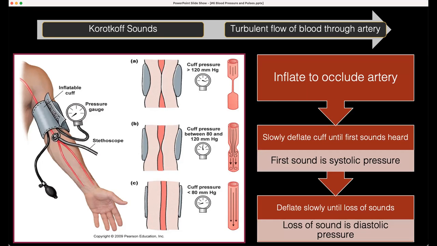So you inflate to occlude the artery, you slowly deflate until you hear the first sounds, and you stay going slowly so you don't miss the loss of sound. And that's the diastolic pressure.